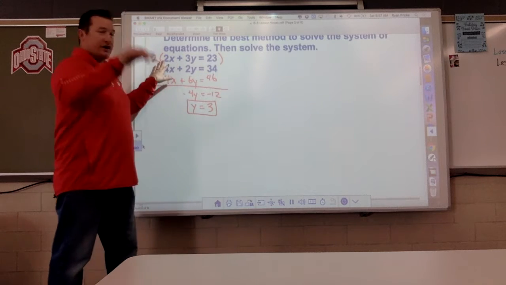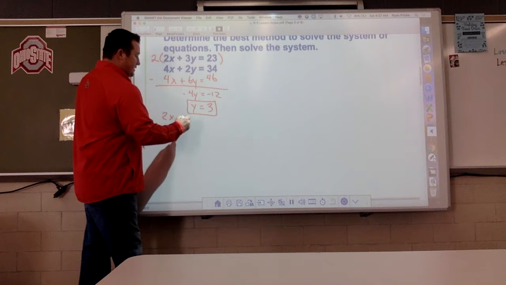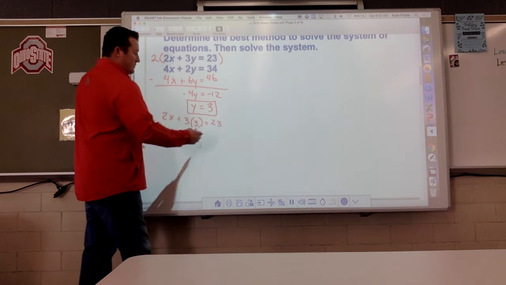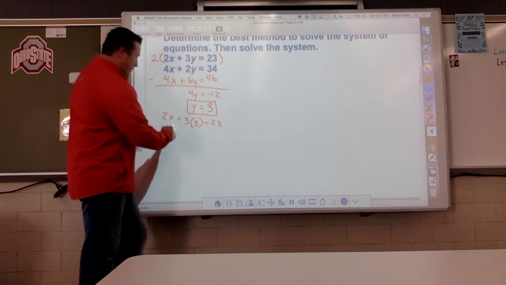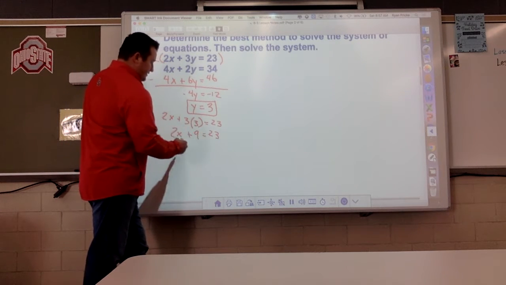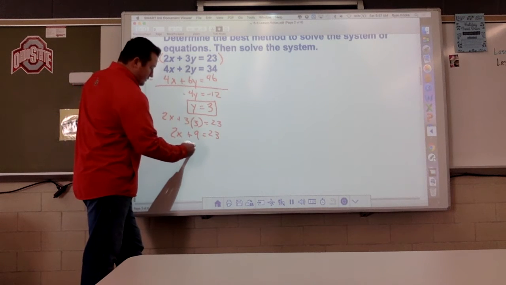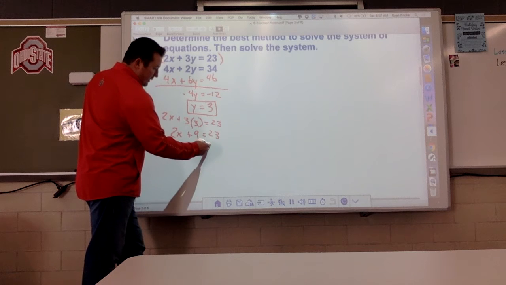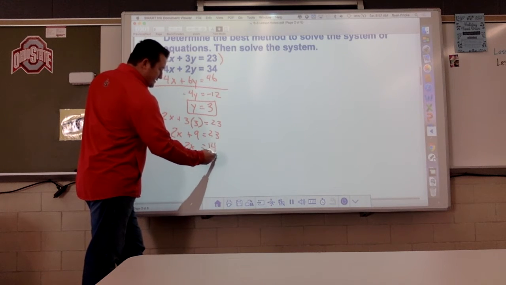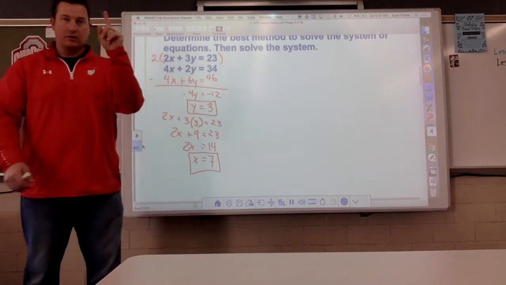Go back to either equation, as we know, let's figure out what x is. So 2x plus 3 times y, which of course now is the number 3, has to be equal to Michael Jordan's basketball number. Good job, MJ. All right, so now we're going to keep solving this one here. So subtract 9. So 2x equals 23 minus 9. What is that? 14. X is 7. There we go. Okay?